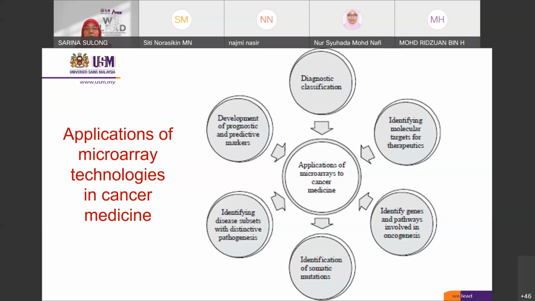As we all know, we have targeted treatment, so we need the information from the microarray, and then it can help clinicians to see which treatments can be targeted for specific alterations in our patients. So this is one of the applications, like of course identifying genes and pathways involved in oncogenesis. Mostly we are using the gene expression profile to see the pathway, and also to identify molecular targets for therapeutics. We can see the diagnostic classifications, and also identify disease subsets with distinctive pathogenesis, and then the identification of somatic mutations. This does not refer to point mutations. Of course, we have to do NGS to see the point mutations. But somatic mutation here refers to any losses or gains or deletion regions that can be detected in our cancer patients.